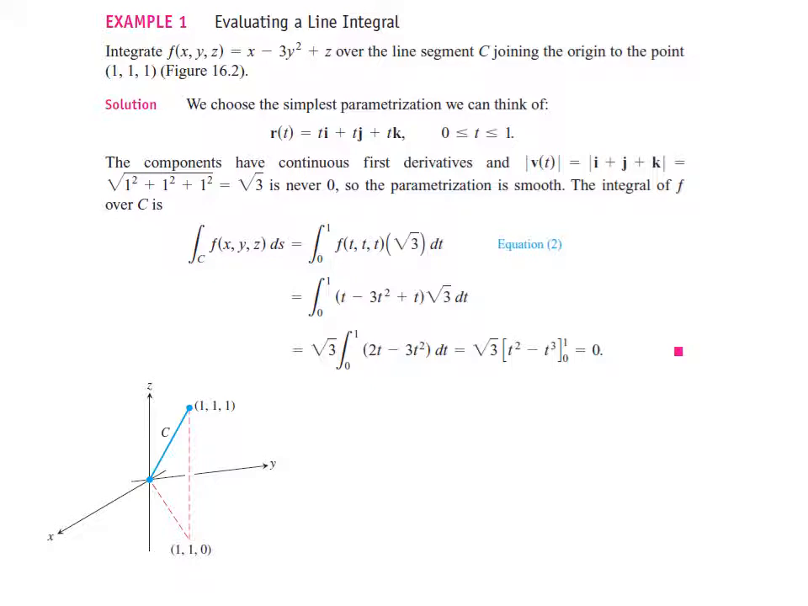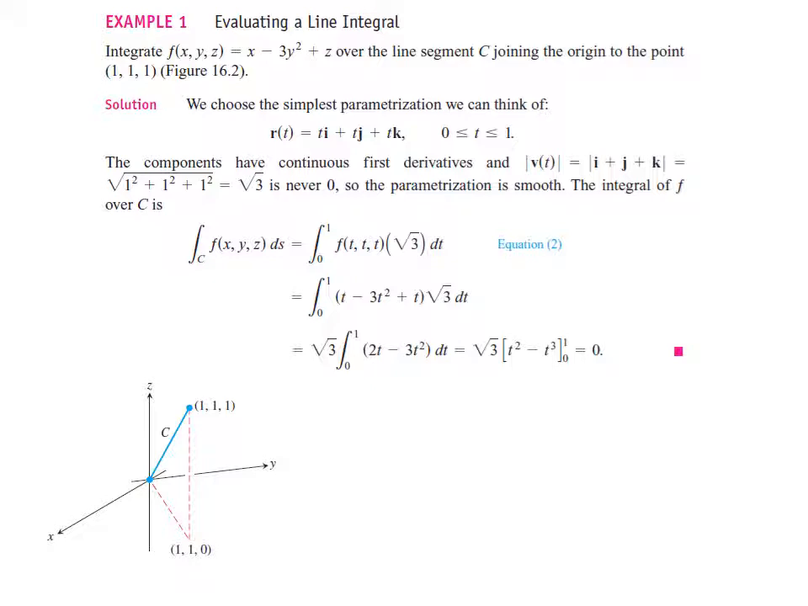Now let us define the parametric equation for line segment C. In general, we know the parametric equation for a straight line: x = x0 + x1 t, y = y0 + y1 t, z = z0 + z1 t, where t varies from 0 to 1. We know the points of the line segment C. The first one is the origin, that is (x0, y0, z0) is the origin, and the other point (x1, y1, z1) is (1, 1, 1).